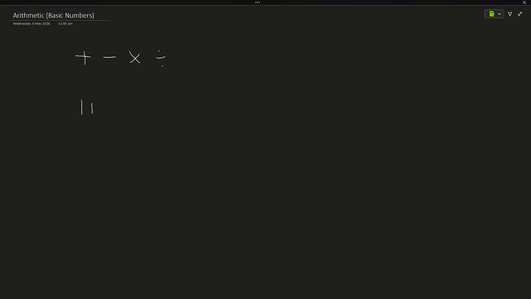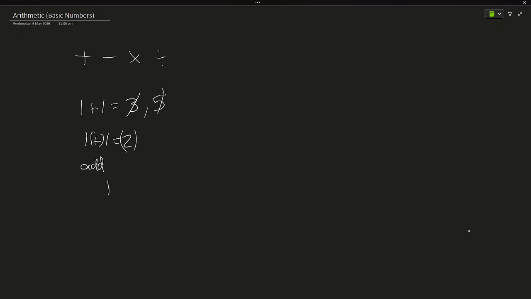So we all know what 1 plus 1 is. 1 plus 1 does not equal 3. It does not equal 5. 1 plus 1 equals 2. So we use this to add numbers together. If we want a 1 and we want to add another 1, then we'll end up with 2.